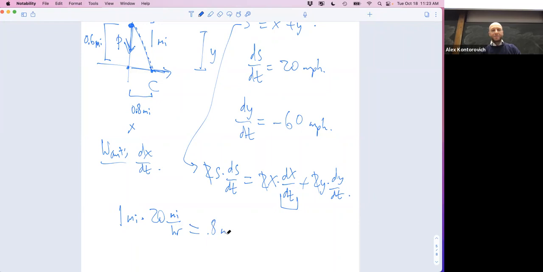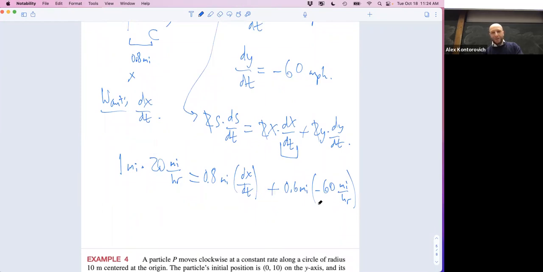0.8 miles times dx/dt, which is the unknown, plus y. What's y? 0.6 miles times dy/dt, negative 60 miles per hour. Okay.